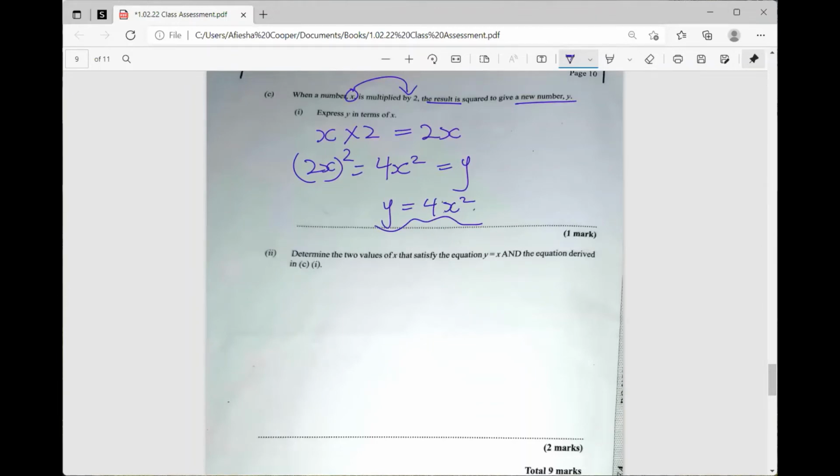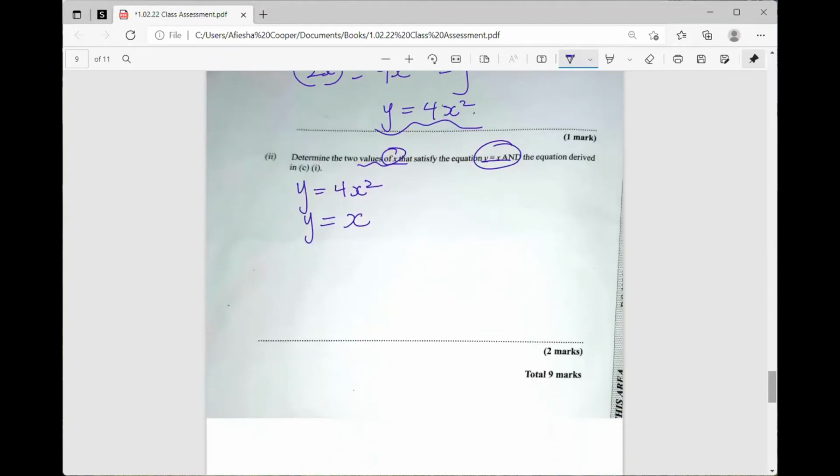Determine the two values of x that satisfy the equation y is equal to x and the equation derived in the previous part. So we had to find two values of x that satisfy the equation y equal to x and the equation derived. So we have y is equal to 4x squared, and it also told us this equation: y is equal to x.